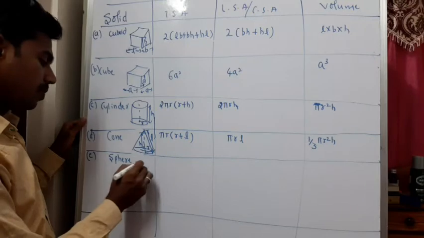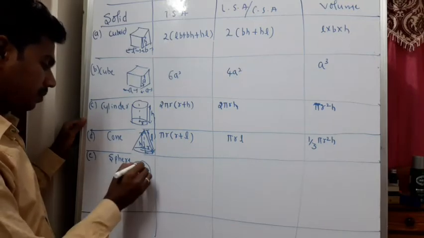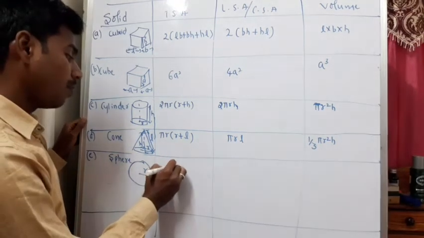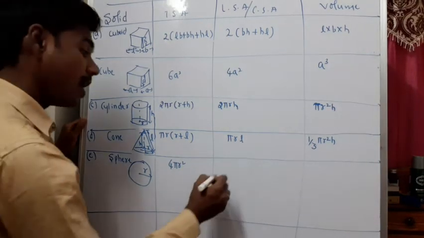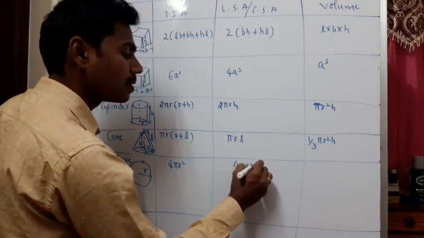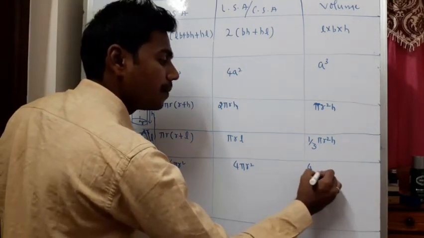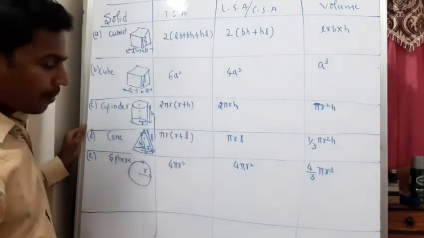Okay, next in case of sphere, R. What is the total surface area? 4 pi R square. And what is curved surface area? Again there won't be any difference, 4 pi R square. And what is the volume? 4 by 3 pi R cube.